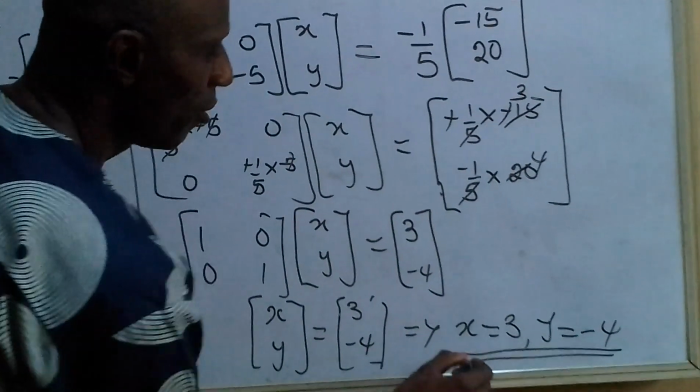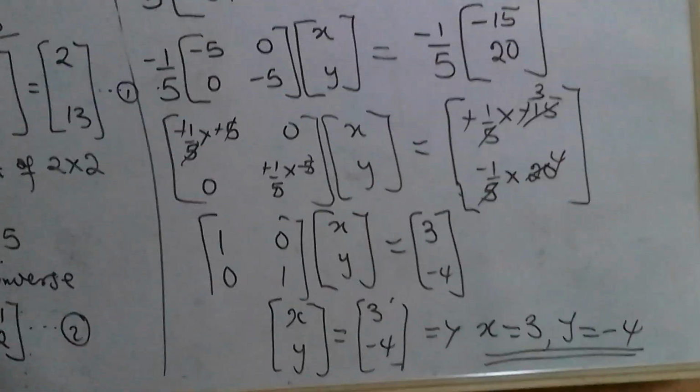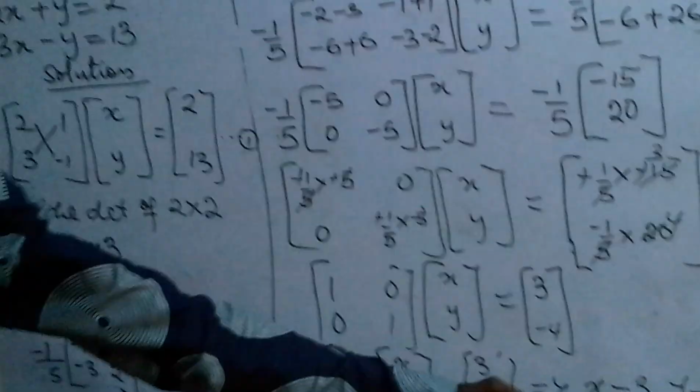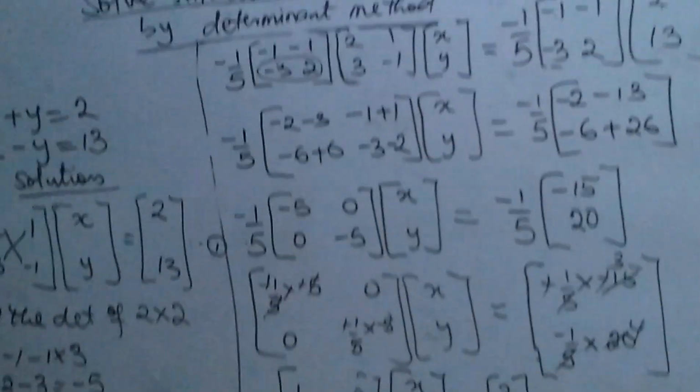So this method which we use to solve is called the determinant method. When I used Cramer's rule, we also got the same answer.